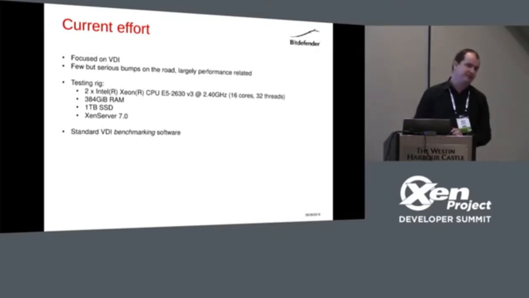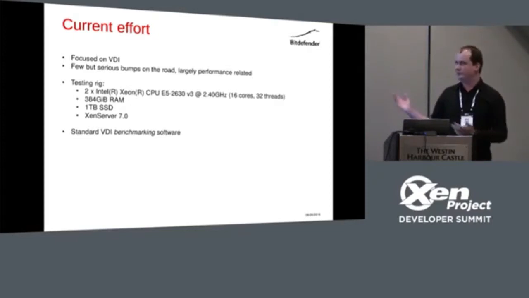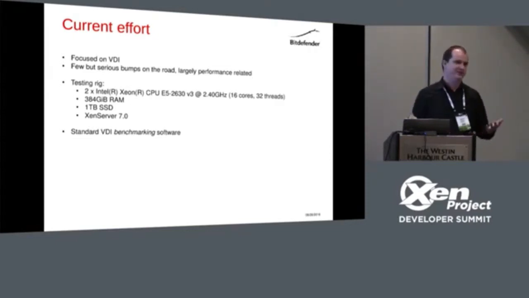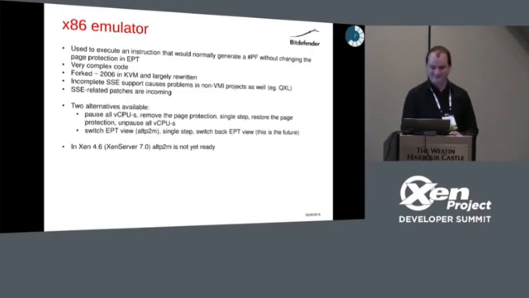This is my personal testing rig. It's a Haswell machine with 32 threads, bunch of RAM, bunch of disk. And we're using XenServer Dundee and standard VDI benchmarking software. I didn't put it in the presentation, but it's Login VSI for those of you who know. We're all friends here, right?